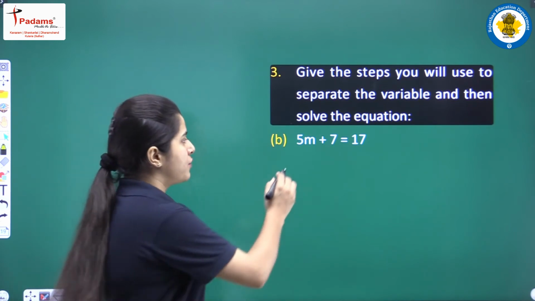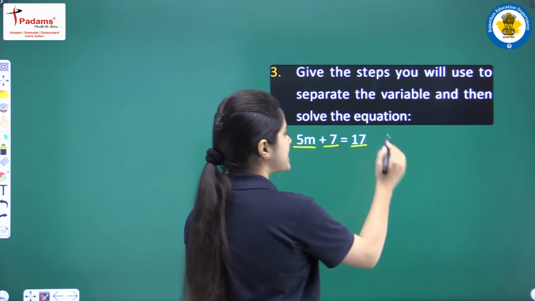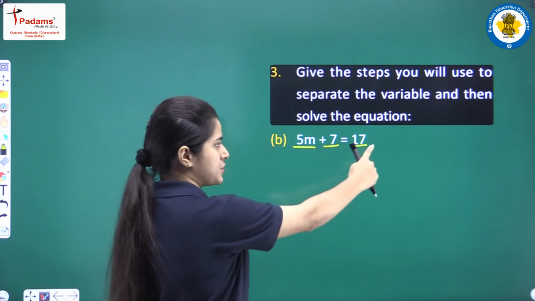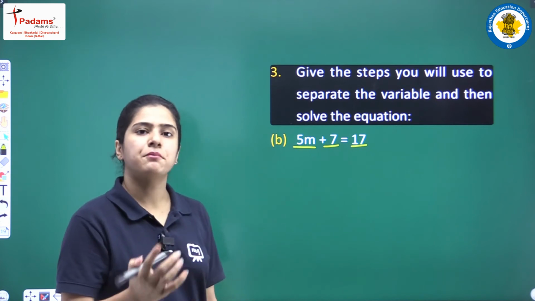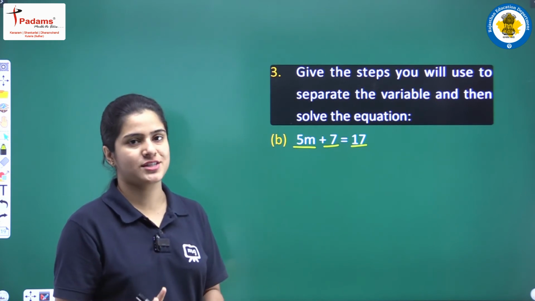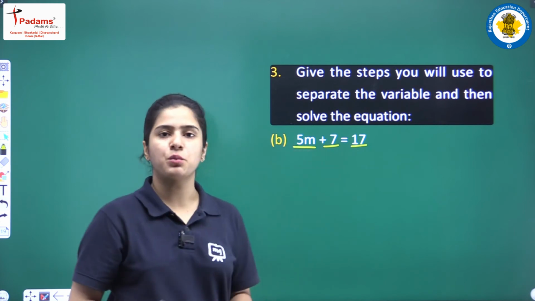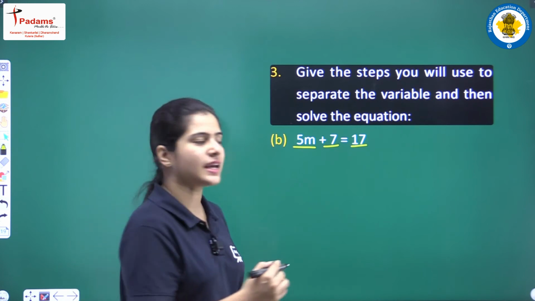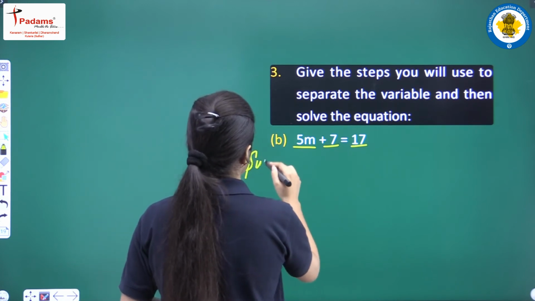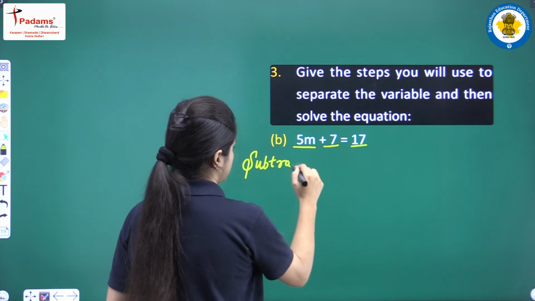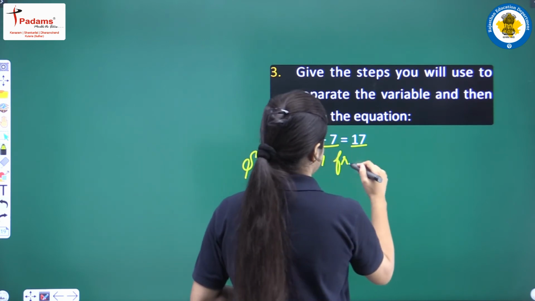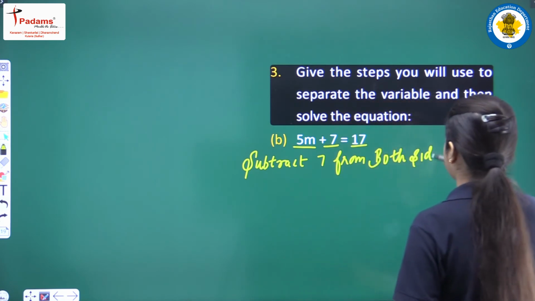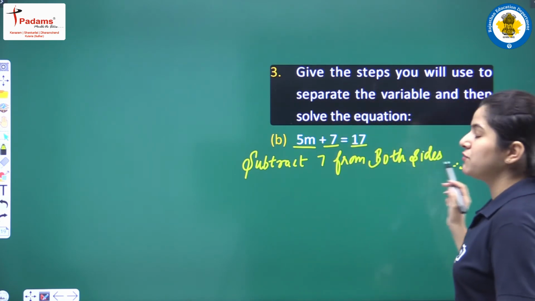Okay, B part. 5m plus 7 is equal to 17. Okay students, now we have to take this 7 to the right hand side by performing the mathematical operations. So to eliminate this 7, what do we do? We have to subtract 7 on both the sides. So we'll subtract 7 from both sides. Clearly students, we'll subtract 7 from both the sides.